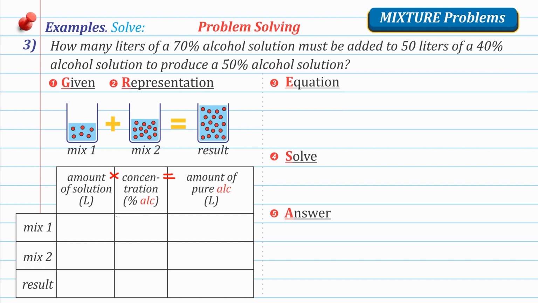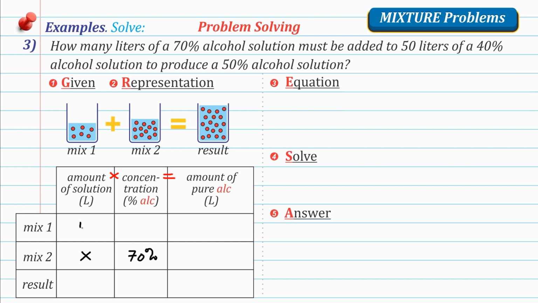Plug in values. Mix 1. How many liters of a 70% alcohol solution must be added? We're looking for the amount that we need to add. Let this be X. So, how many liters? That's the question. Of a 70% alcohol solution, let's plug it here. It was described as 70% alcohol. So, how many liters of this should we add to an original mixture of 50 liters, 40%.